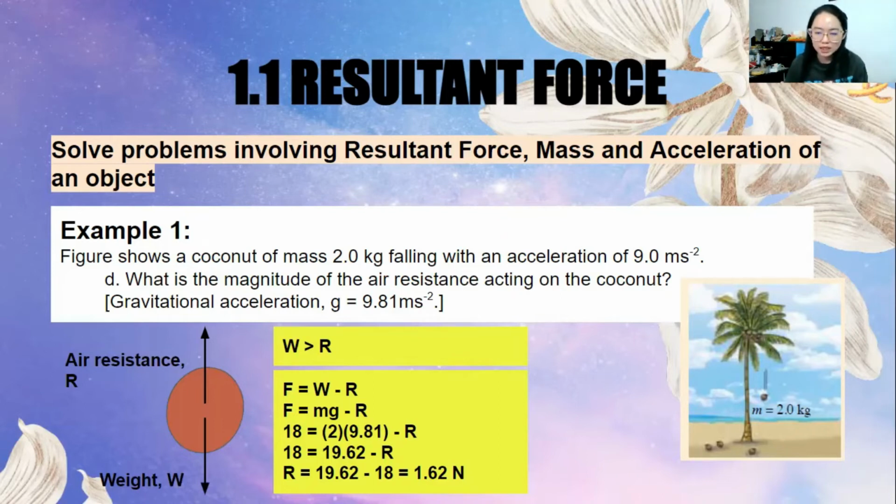The coconut weight is 2 kg multiplied by 9.81, which gives 19.62, and 19.62 is greater than 1.62. That's why the object is falling down. I repeat this again, maybe you cannot see. I find my weight is 19.62, the weight of the coconut, and my air resistance is 1.62. So this is very obvious: W is greater than 1.62, that's why the object is moving down. So that's the thing. I'm going on.